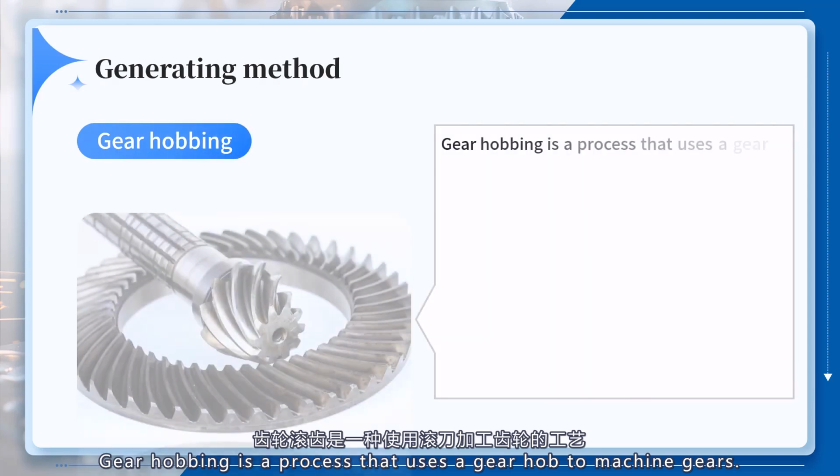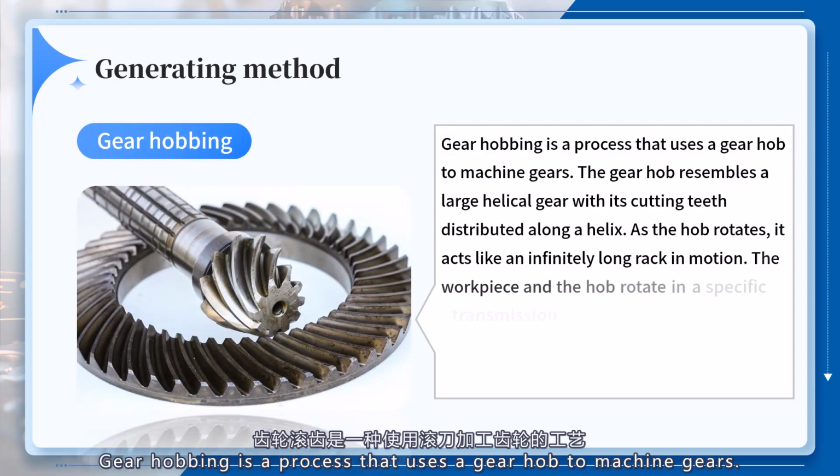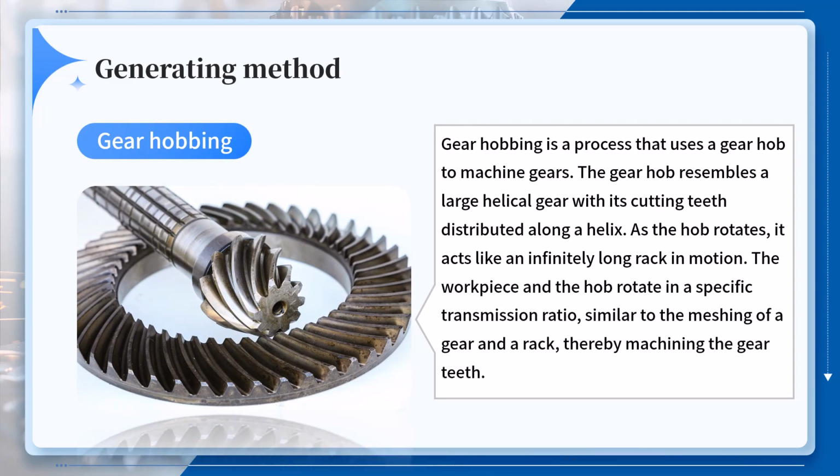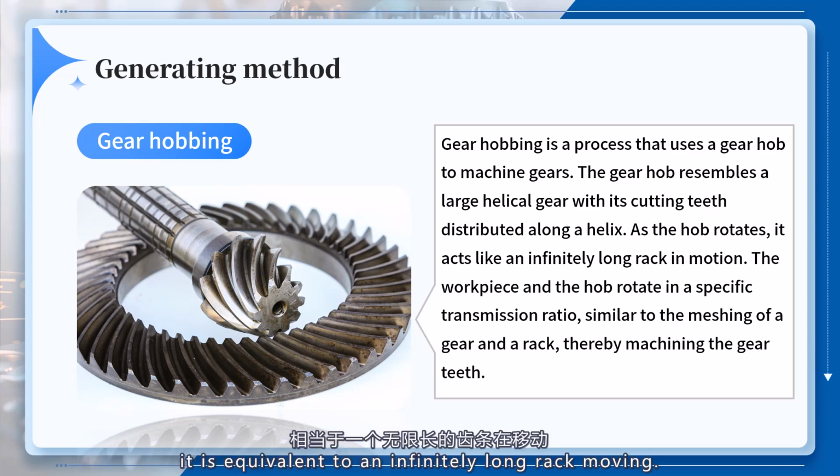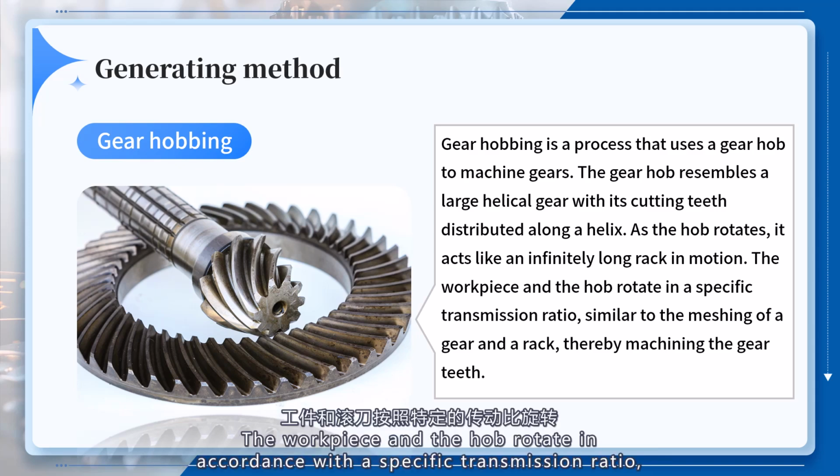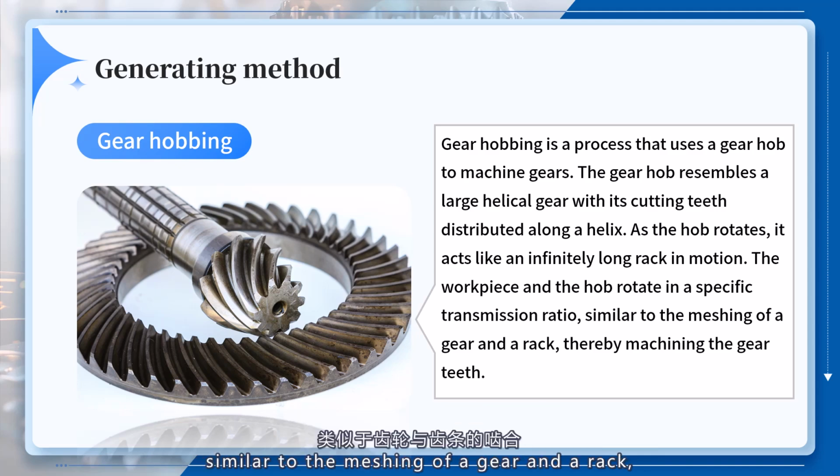Gear hobbing is a process that uses a gear hob to machine gears. The gear hob resembles a large helical gear with its cutting teeth distributed along a helix. When the hob rotates, it is equivalent to an infinitely long rack moving. The workpiece and the hob rotate in accordance with a specific transmission ratio, similar to the meshing of a gear and a rack, thereby machining the tooth profile.